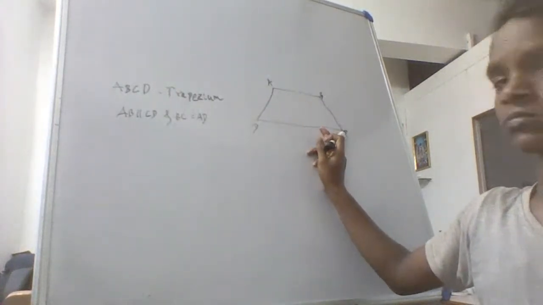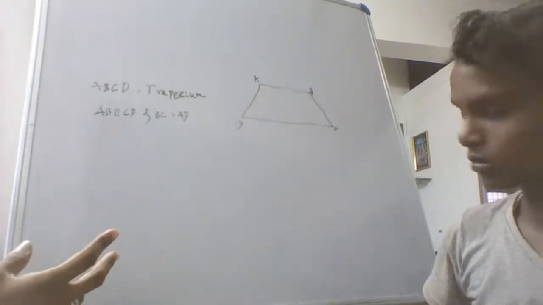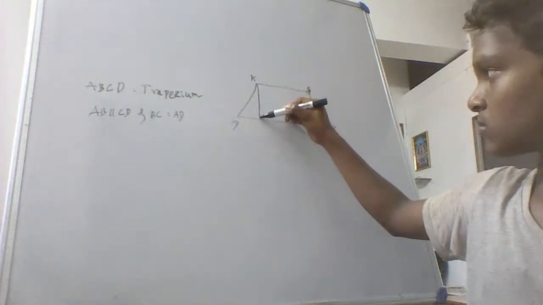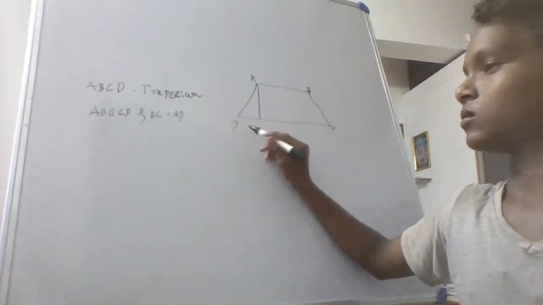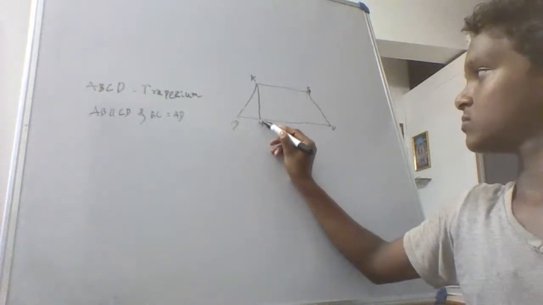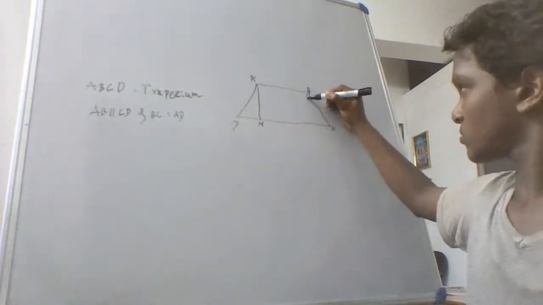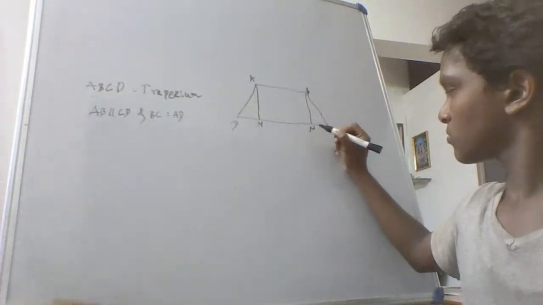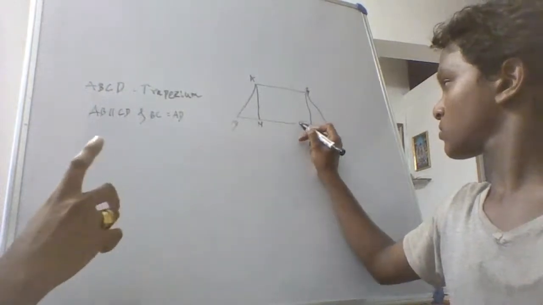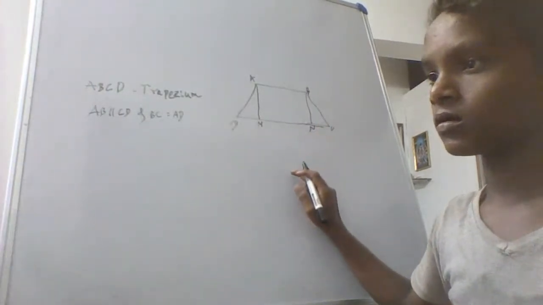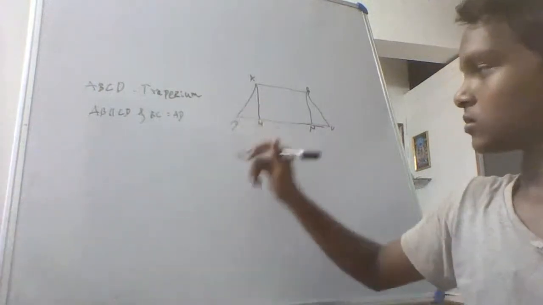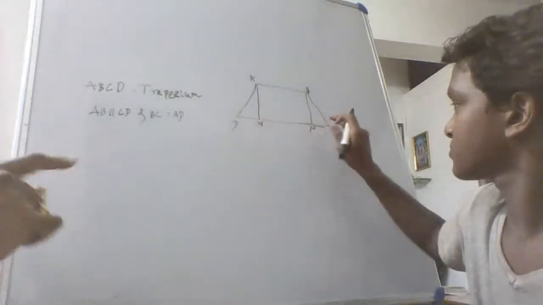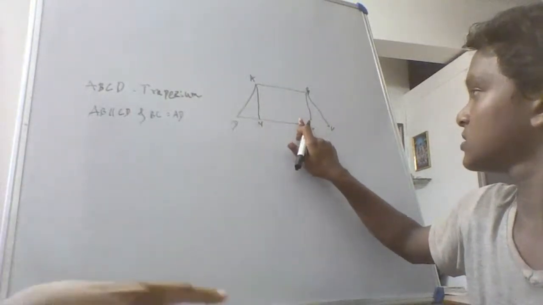Now after that, draw a line which is perpendicular. What is that point? M. And another perpendicular. Now AM is perpendicular to CD, right? And BN is perpendicular to CD.